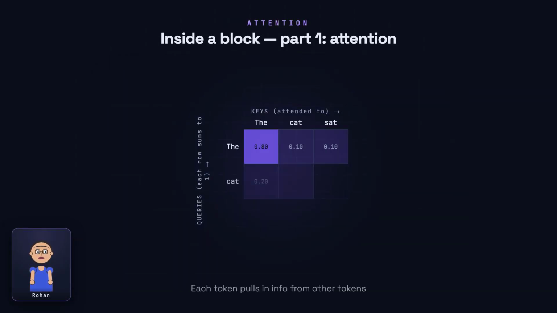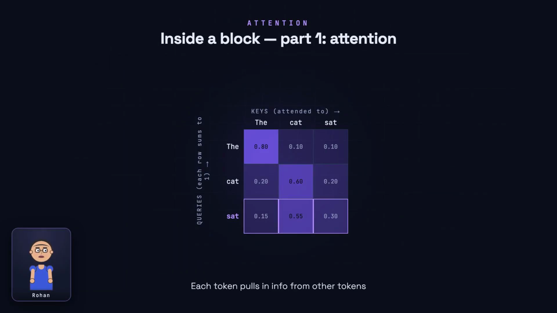The first stage inside a block is attention. Every token looks at every other token and decides how much to listen to each one. Here the word sat attends strongly to cat, because knowing who did the sitting changes its meaning. Attention is how information flows sideways between tokens, mixing context into each vector.